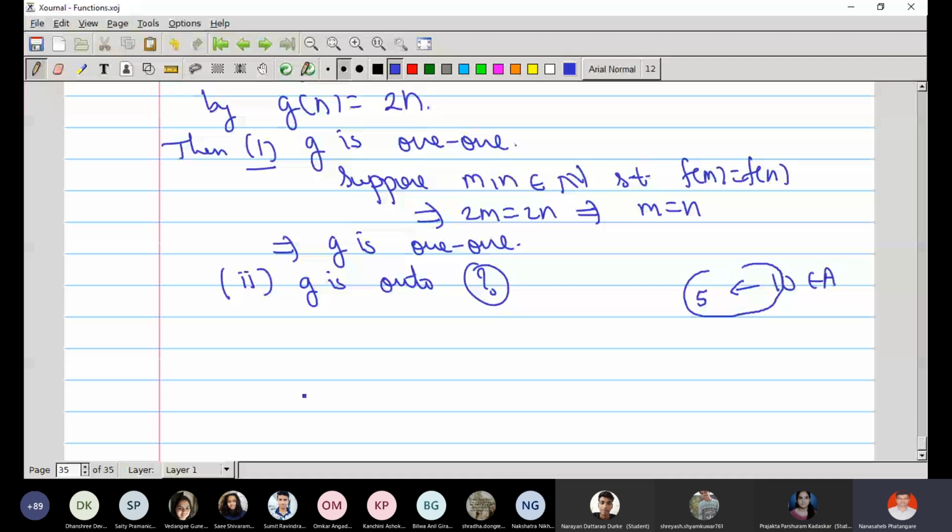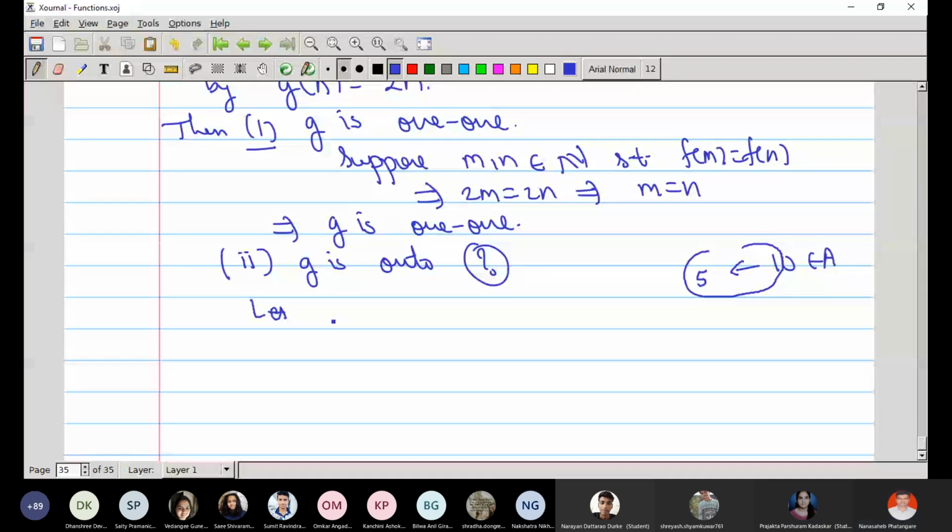Let m be in A, then there exists n. What should be the preimage? What is n? But we know m. M is given, right? We are given some element in A. Suppose someone asks you, m by 2, right? Somebody gives you an element in codomain and asks you to produce the preimage. How will you produce it? Using that element, can you produce preimage? So that is m by 2.